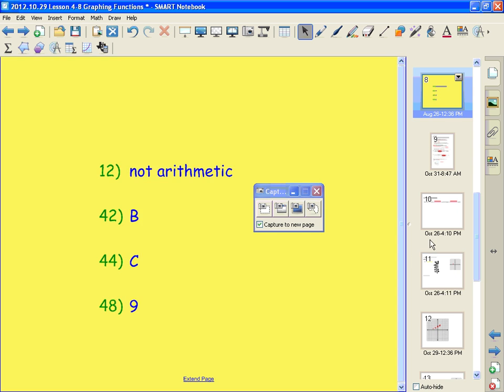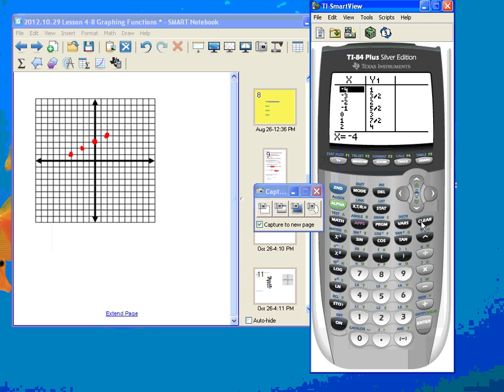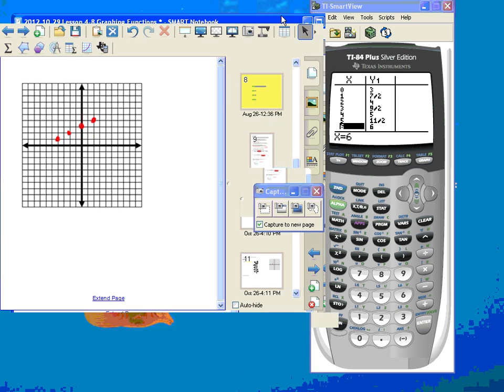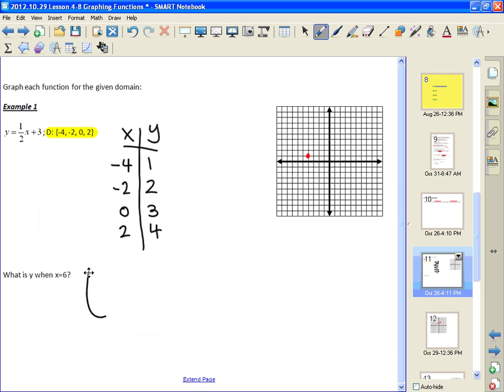Then it says, what is y when x is 6? If I look at my graph, when x is 6, my y value is also 6. So to answer this question, when y is 6, x is also 6.